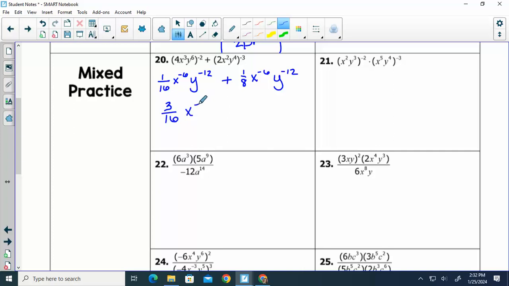And we know that when we do it, the variables don't change. Is that okay for my final answer? No. Okay, so we're going to make one fraction. 3 is on top, 16 is on the bottom. X's go on the bottom, Y's go on the bottom. All right, are there any questions on that?